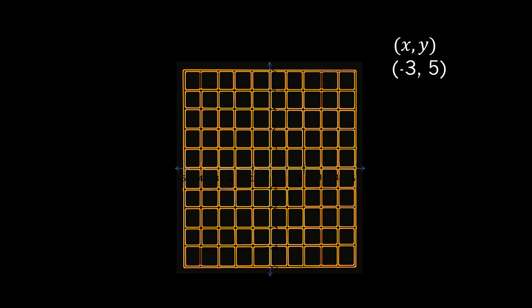Now (-3, 5). The X coordinate is -3 and the Y coordinate is 5. Since the X coordinate is negative, we're going to go to the left 3 units and we're going to go up by 5 units. If this is negative, we'll go to the left. So far we have the Y coordinate positive, and this point, with coordinates (-3, 5), is located in the second quadrant.